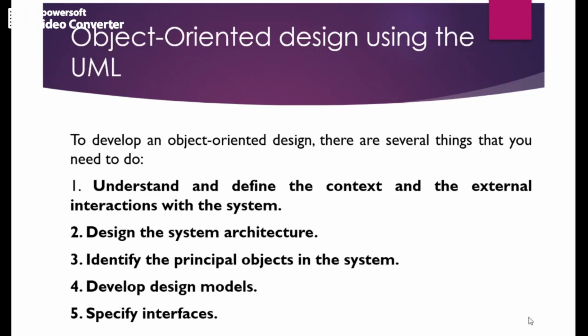First one is understand and define the context and the external interactions with the system. Second one is design the system architecture. Third one is identify the principal objects in the system. Fourth one is develop design models. Fifth one is specify the interfaces. So you need to know all these things. So we will study about this in the further slides in detail.